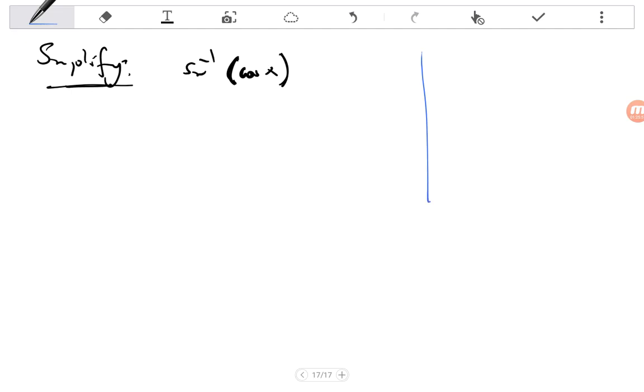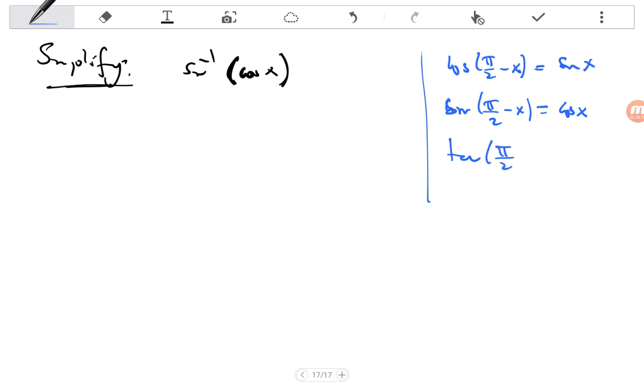In this case, I will just use three known rules, which are that cosine of pi over 2 minus x is just sine x, and sine of pi over 2 minus x is just cosine x, and so on. Tan of pi over 2 minus x is just cotan x. Whenever I have a co here, I will just remove the co on the other side. Whenever I don't have a co here, I will just put a co on the other side. So if I have tan of pi over 2 minus x, it will just be cotan x.